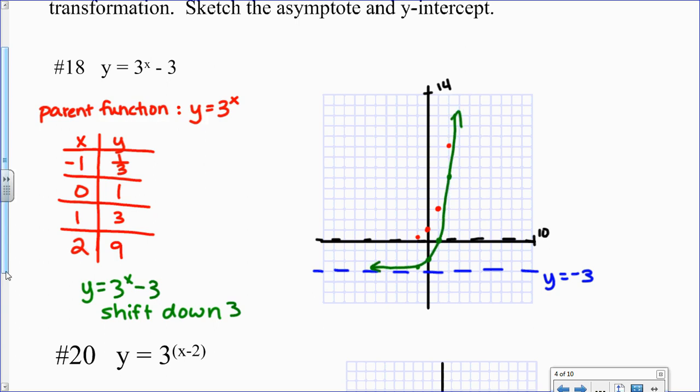And then I take all my points and I shift those down 3. And that is my graph. So all reals for domain. My range changed because my asymptote changed. So instead of being 0 to positive infinity, it's -3 to positive infinity. That's my minimum value.